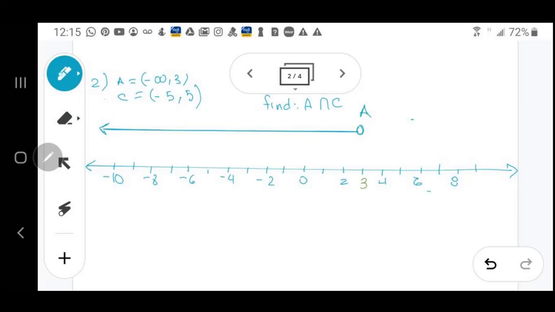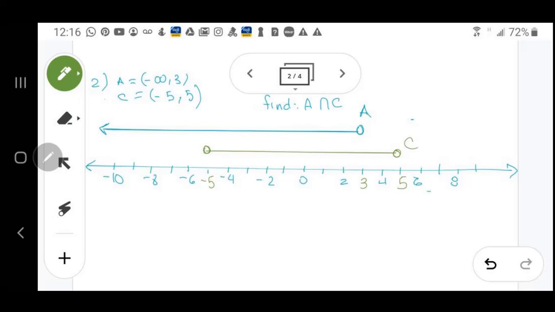Now let me graph the second interval that comes from negative 5, up to 5. Let me locate negative 5 on my number line. I locate both values, and the interval goes from negative 5, I make a circle at the same level of negative 5, and the same with 5, a circle at the same level of 5. And I join these two because they are covering all the values between negative 5 and 5. And this will be the interval C.